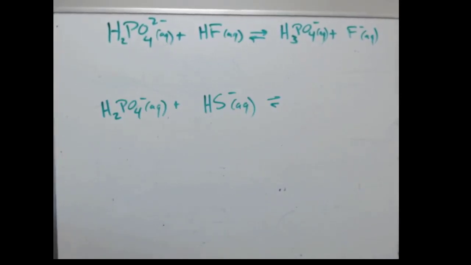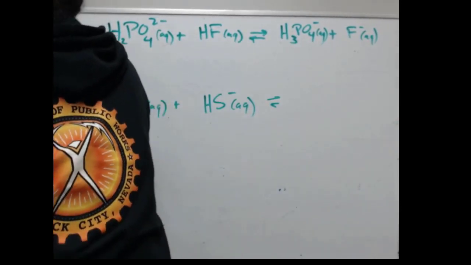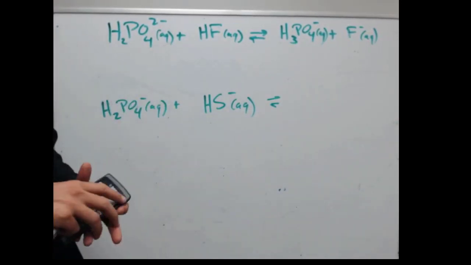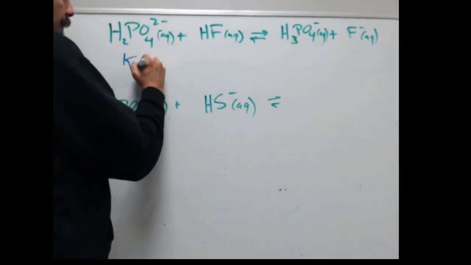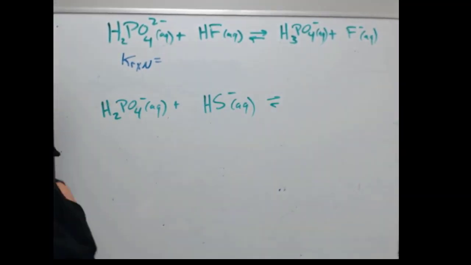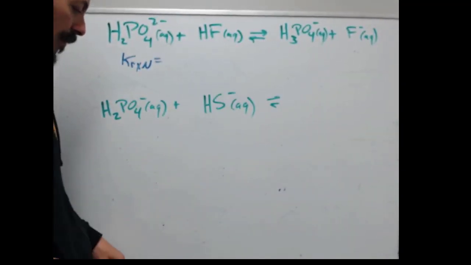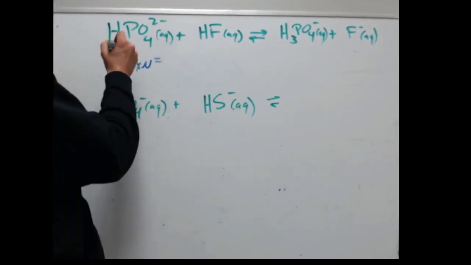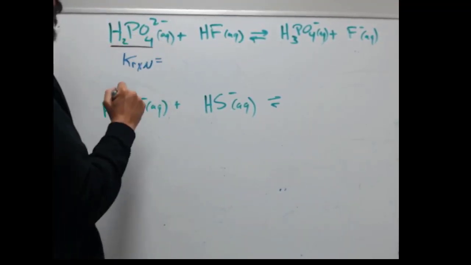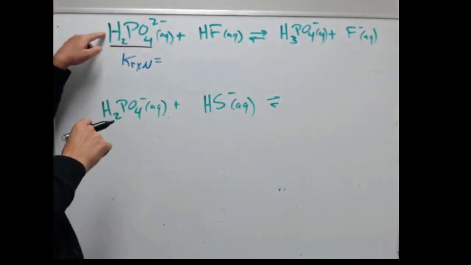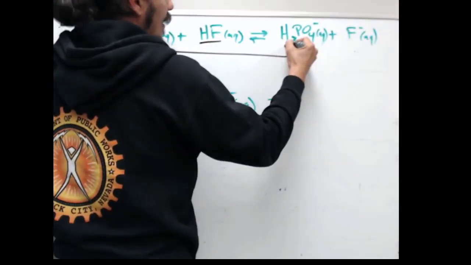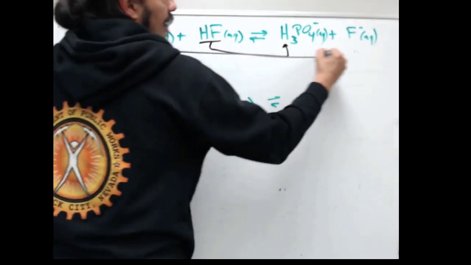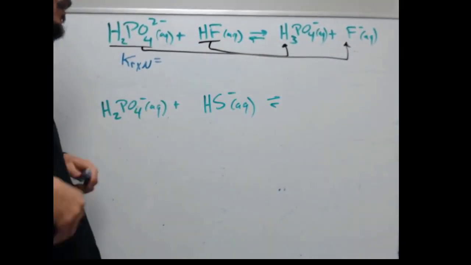So here I've got two different reactions, one where I've got the reactants and the products listed, and another where I don't. So take a moment, see if you can determine what the K reaction is for this first reaction. Hopefully you recognize this is acting as my weak base. This is acting as my weak acid. This is my conjugate acid. And this is my conjugate base. So I've got two conjugate pairs.